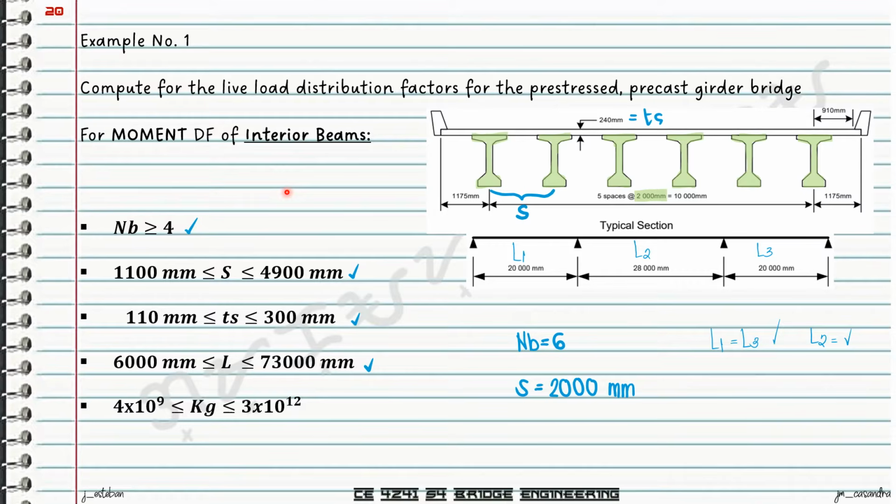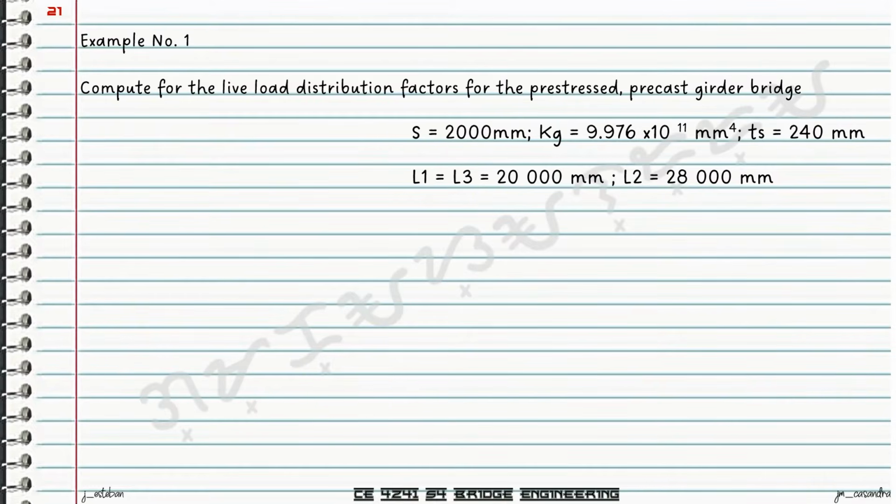And then lastly, we have computed the value of K sub G a while ago, which is equal to 9.976 times 10 raised to 11 millimeters raised to 4. So it's within the range, 4 times 10 raised to 9 up to 3 times 10 raised to 12. So therefore, all the conditions for the equations from table 4.6.2.2.2b-1 are satisfied, therefore we could use those equations.